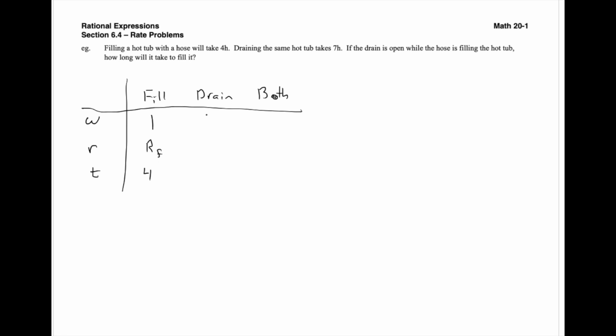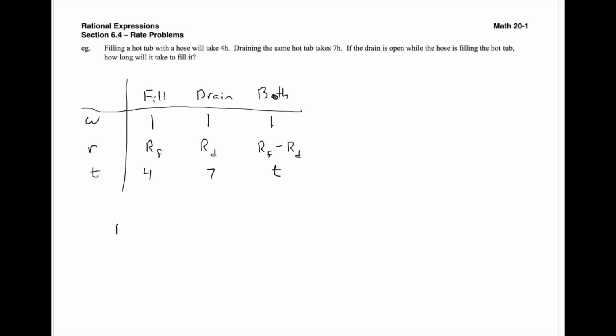So then if we look at draining, we're still going to drain 1 tub. In this case, that's going to take 7 hours. So then I have a rate at which it takes to drain the tub. And when they're working together, I'm still trying to just fill 1 tub, and so still 1 for the amount of work being done. I don't know the time in this case. I do, however, know that because they're working against each other, the rate is going to be the rate at which it's being filled, minus the rate at which it's being drained. And so watch for that sign there. They're working against each other, you'll subtract. They're working together, then you'll add.